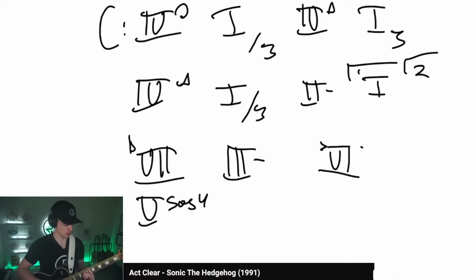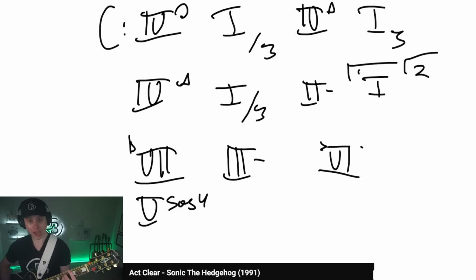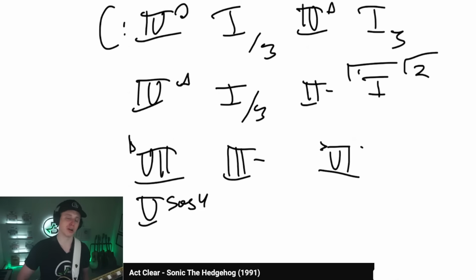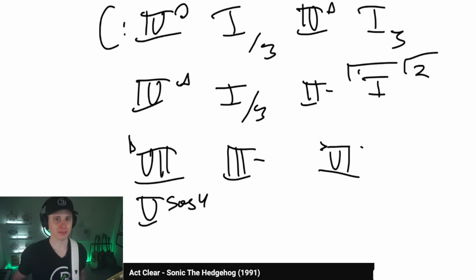Now we go to the B section. To the flat 7. To the 3 minor. To the flat 6. To the 5 sus4 down. And then we're back and it loops around, and around, and around it goes.